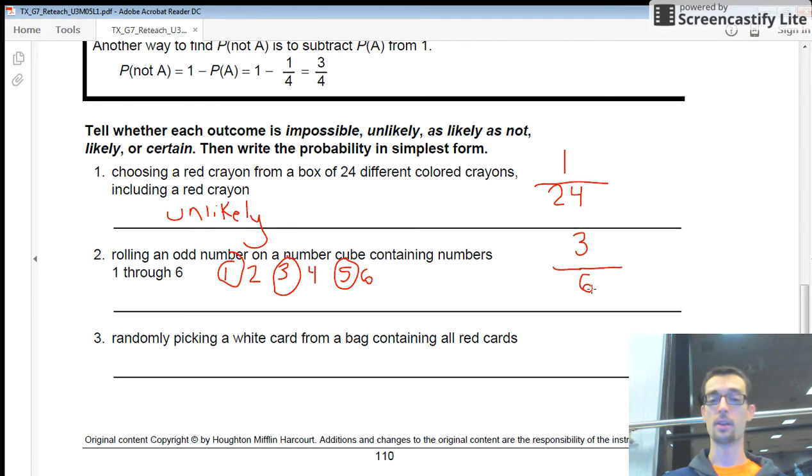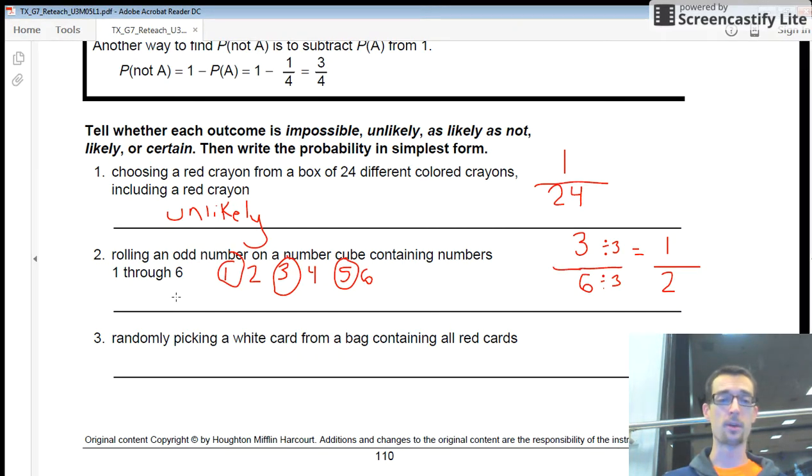So let's see, I look for a common factor that goes into both 3 and also divides into 6. I know they both can be divided by 3. So if I divide 3 by 3, I will get 1. And if I divide 6 by 3, I will get 2. So my probability is 1/2, or 50%. And so I'm going to go back. My second part, I'm going to write, what does that mean? Is it impossible, unlikely, as likely as not, likely or certain? Well, it's as likely as not, right? Go either way. Okay, it's as likely as not to get an odd number when you're rolling a 6-sided die.